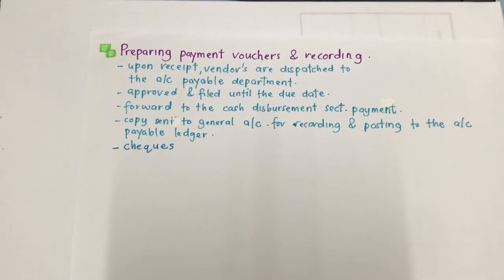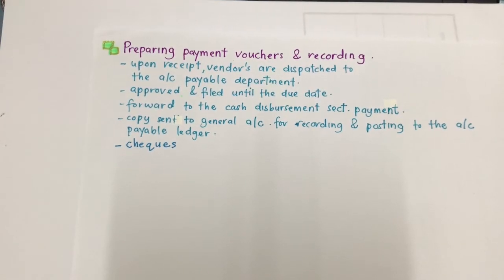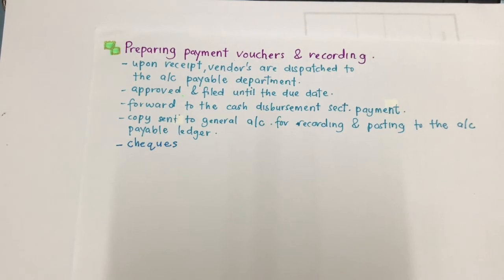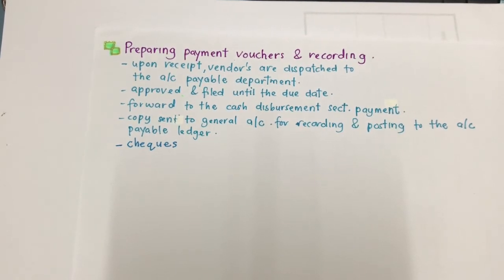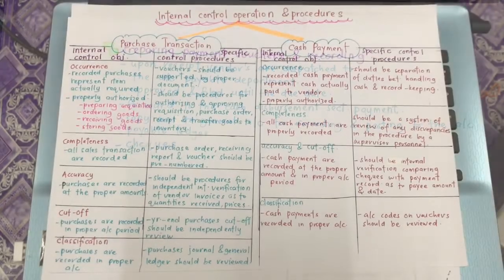Checks and remittance advice are prepared, signed, and mailed to the vendor, strictly controlled before mailing. The voucher then returns to the accounts payable department and is filed numerically in a paid voucher file. It is sent to general accounting as a basis for preparing journal entries and posting to the accounts payable.